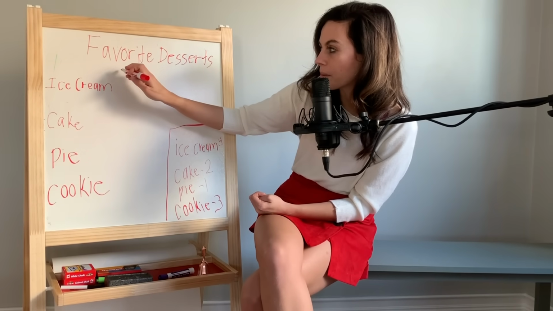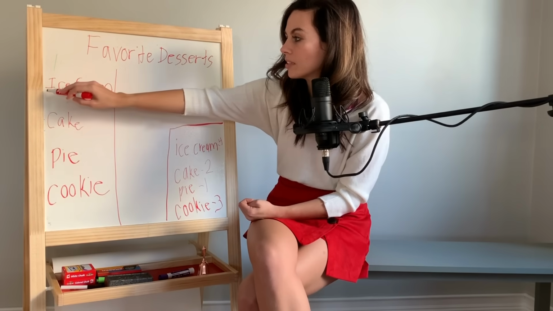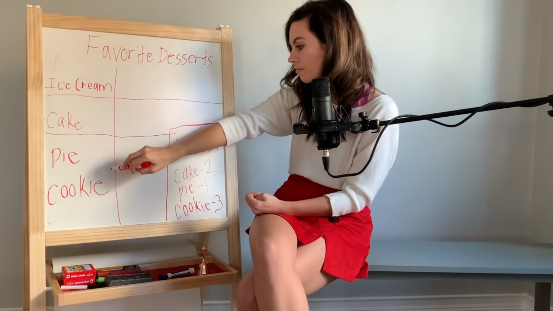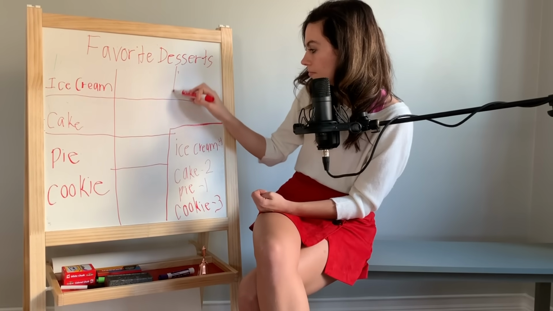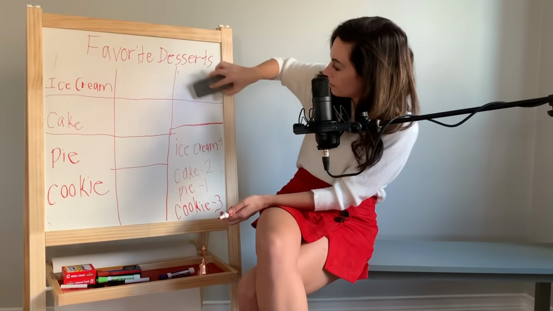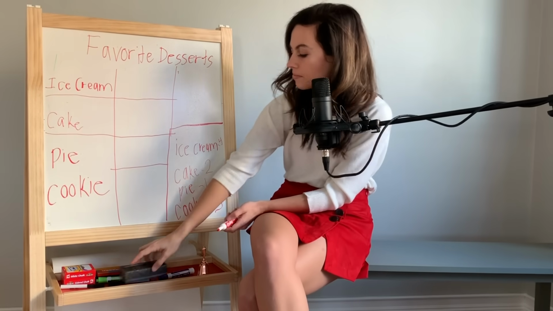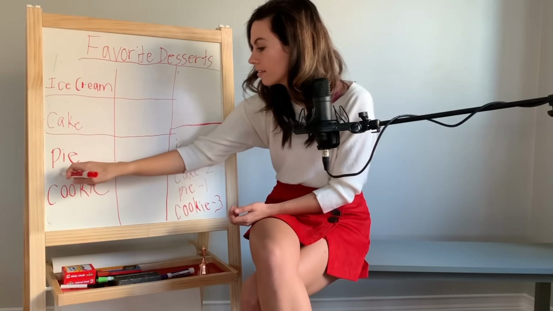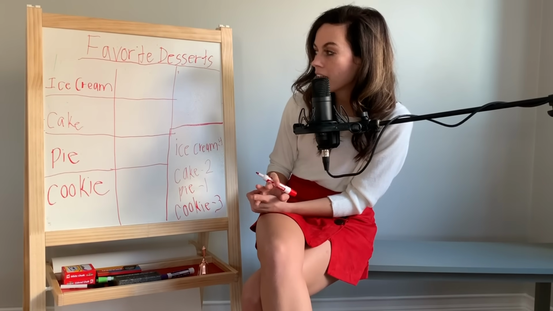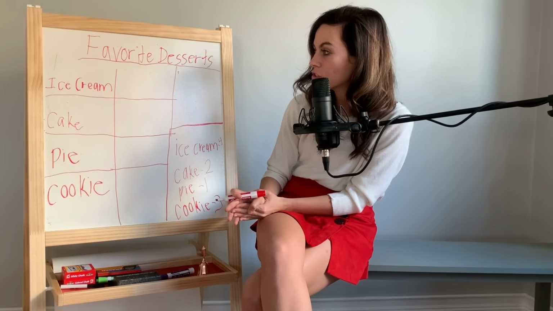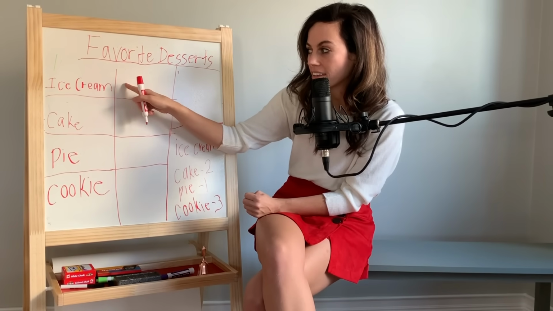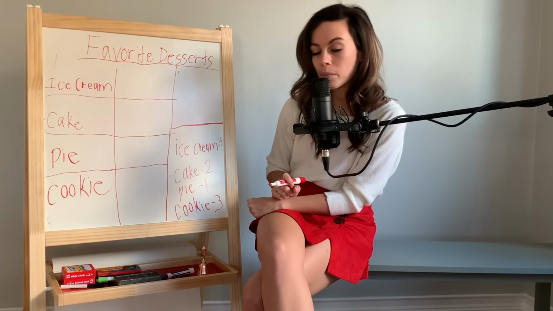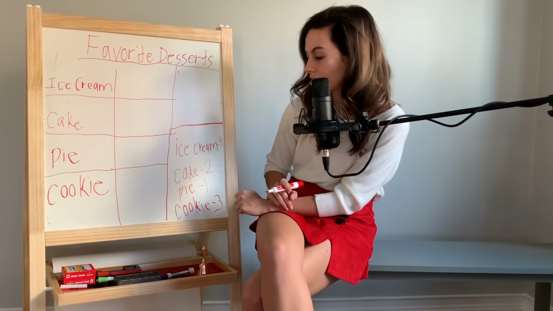So what I'm going to do now is separate my categories using lines. Draw a line under the title. Alright, now that we have our graph here, we're going to use pictures to represent the number of people that like either ice cream, cake, pie, or cookies. So for ice cream, raise your hand if you can tell me how many of you said ice cream was your favorite dessert.